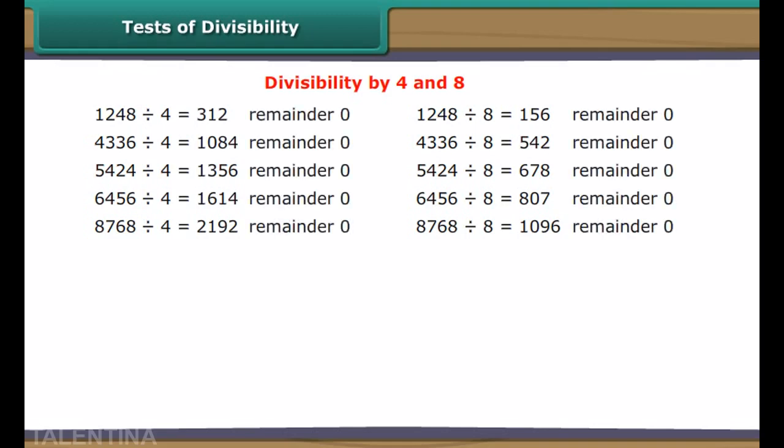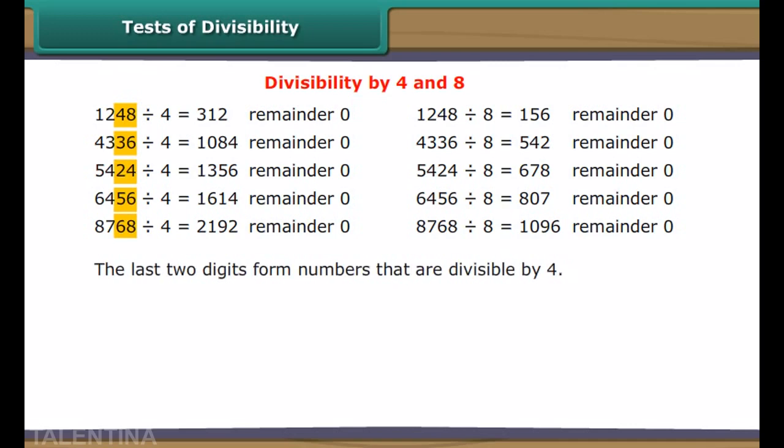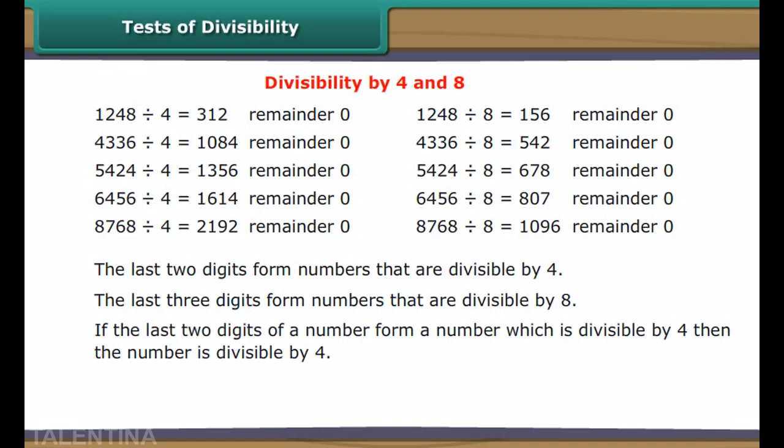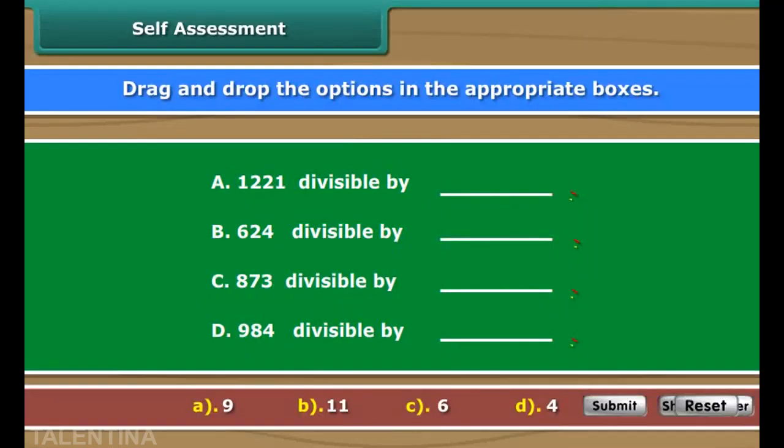Consider the last two digits of the numbers: 48, 36, 24, 56, 68. The last two digits form numbers divisible by 4. Consider the last three digits of the numbers: 248, 336, 424, 456, 768. The last three digits form numbers divisible by 8. Therefore, we can say that if the last two digits of a number form a number divisible by 4, the number is divisible by 4.